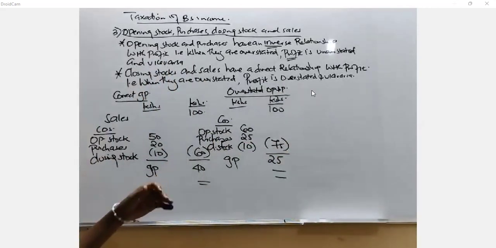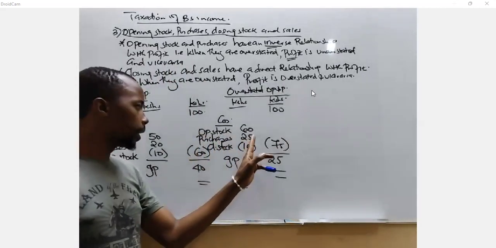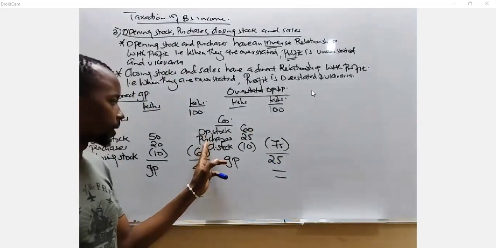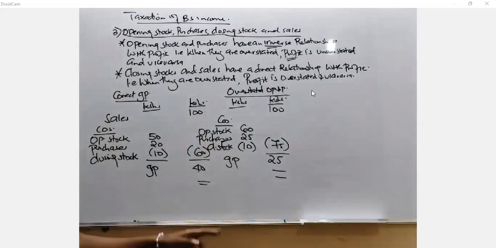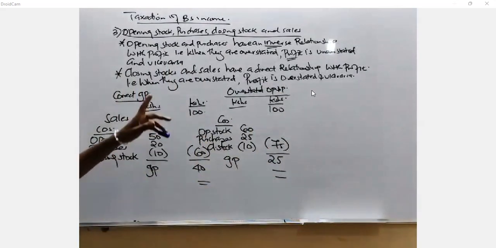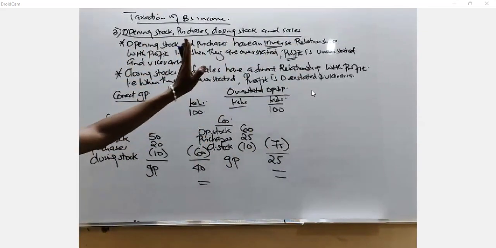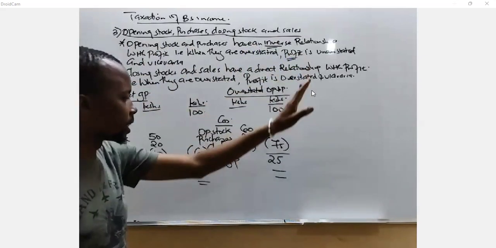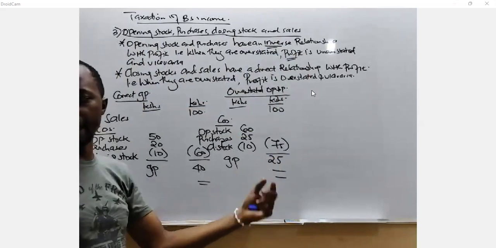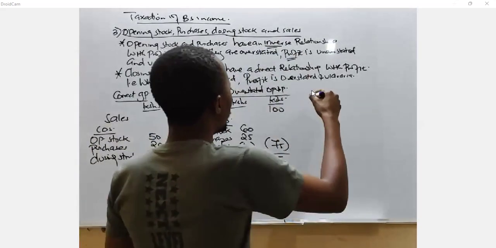So you can see, if you overstate the opening stock by 10, and also increase the purchases by 5 shillings, the effect is that the gross profit will be understated. And that is why our point here was saying the opening stock and purchases have an inverse relation, because when they are overstated, profit is understated. You can see our profit now is understated. Now, let us come to the overstatement.